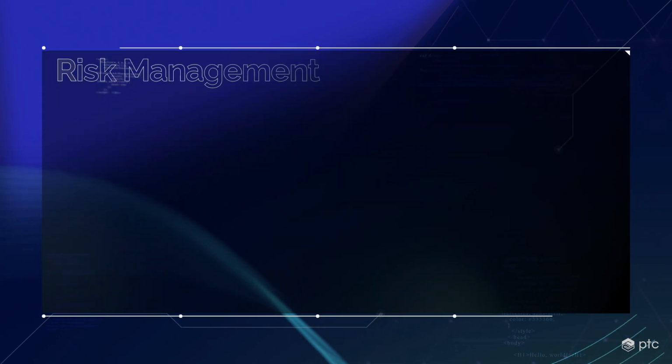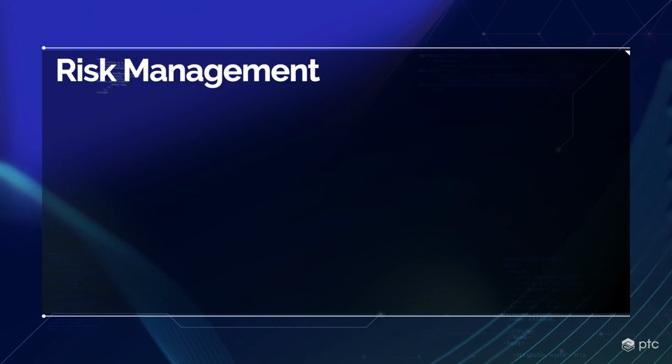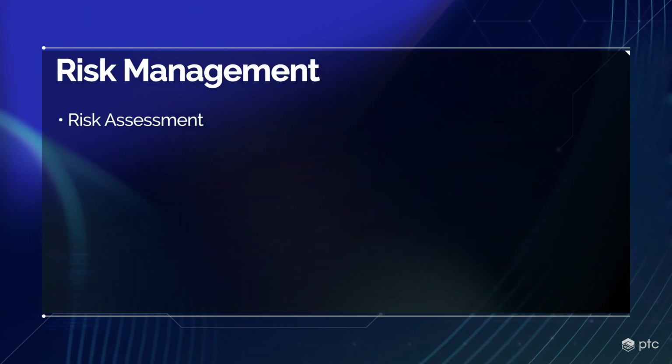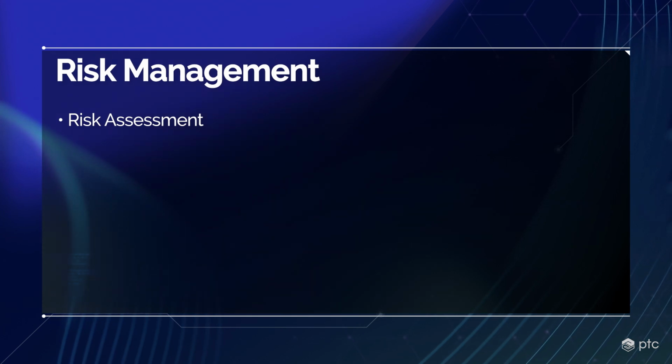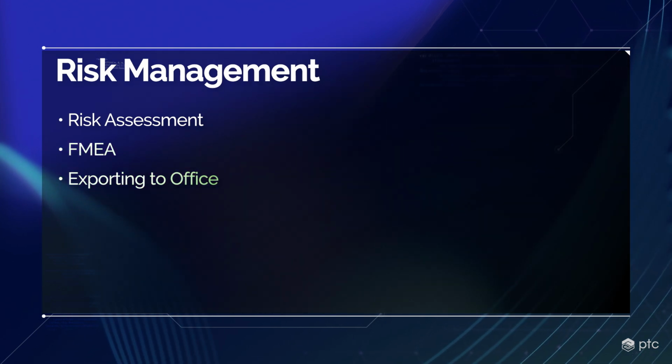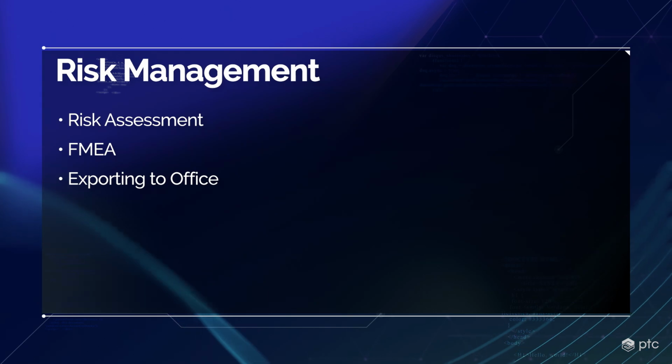In this video, we're going to see the risk management capabilities of Codebeamer. We're going to see how risk assessment works, the risk type of tracker and its features, like the risk matrix. We're going to see a different type of risk management like FMEA, and then we're going to take a look at how to export these results to Office using templates.